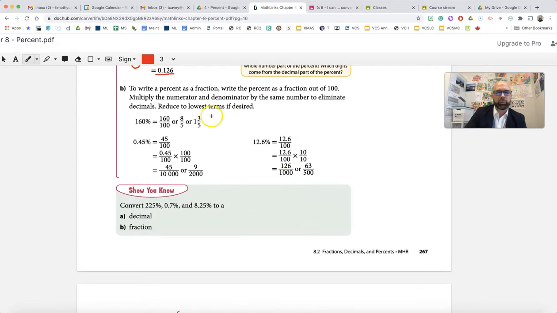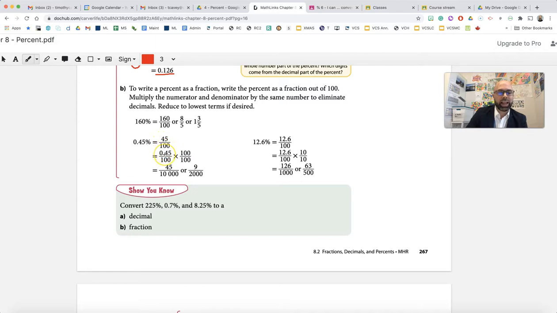To write a percent as a fraction, write the percent as a fraction out of 100. So 160% becomes 160 over 100. 0.45% is tricky, so we want to be careful with this one. 0.45% equals 45 over 100, equals 45 hundredths.